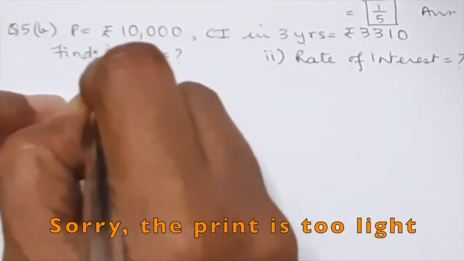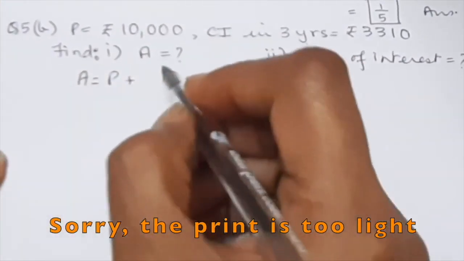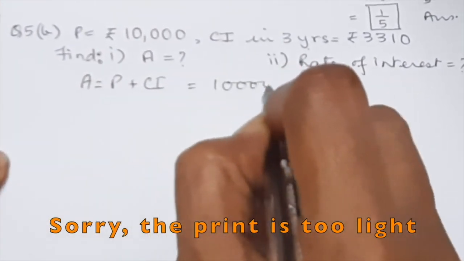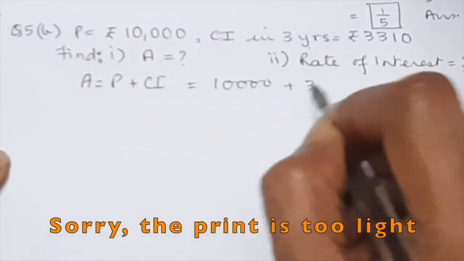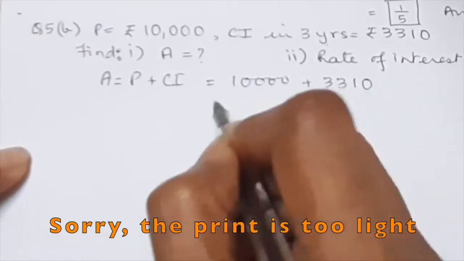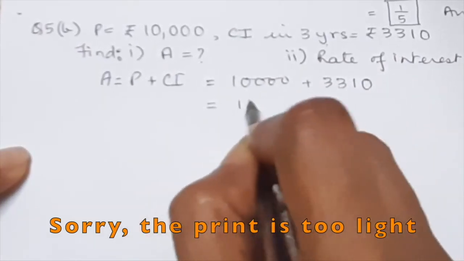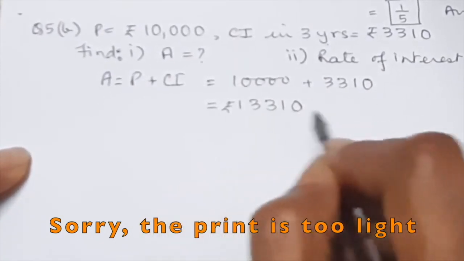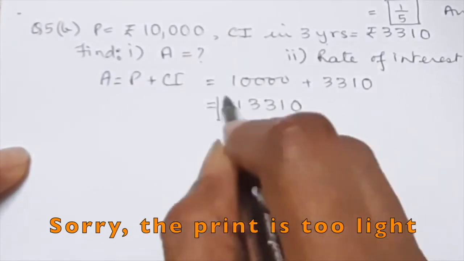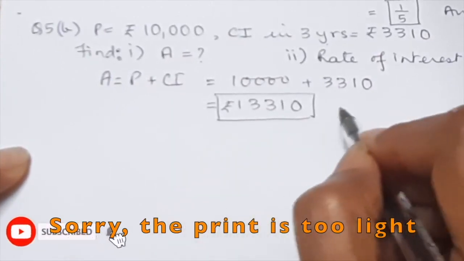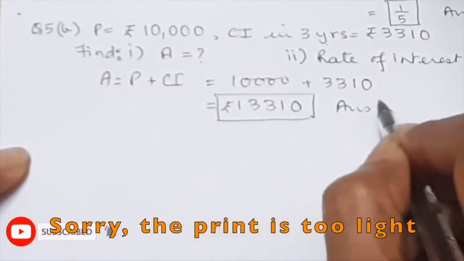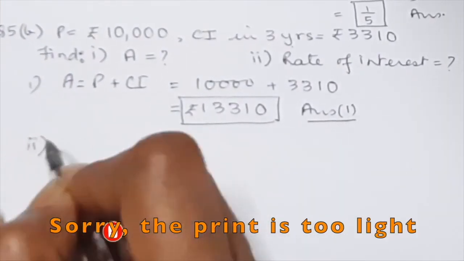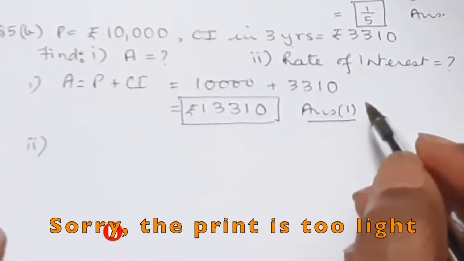Now what is your amount? Your amount is going to be principal plus the compound interest. So that will be 10,000 plus 3310. So that will be 13,310 rupees, and that is our answer 1. Okay, now we come to the second part. The second part asks us the rate of interest.